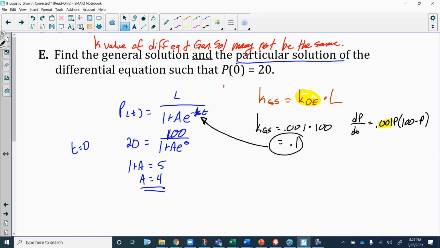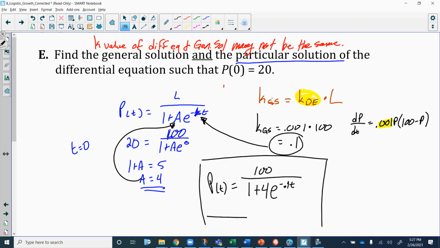So I'm going to take that 0.1 and stick it in here where the negative sign is already given to me, and now I know my a value. So now I can say P of t is equal to my carrying capacity over 1 plus 4 times e to the negative 0.1t power. Was that shorter? Was that easier? Did it require a lot less work? Yes. Did I use any calculus? No. So six of one, half a dozen of the other. Take your pick which one you want to do.